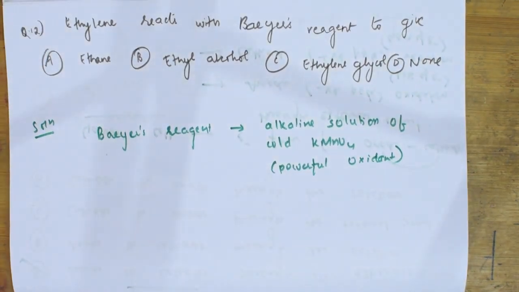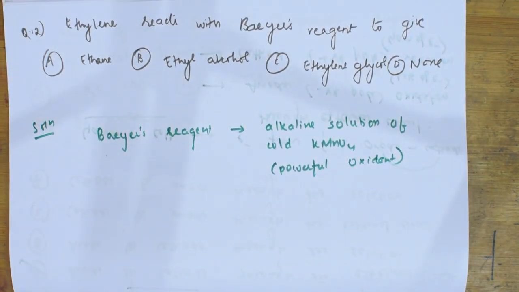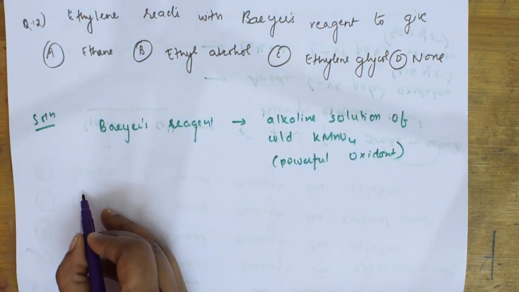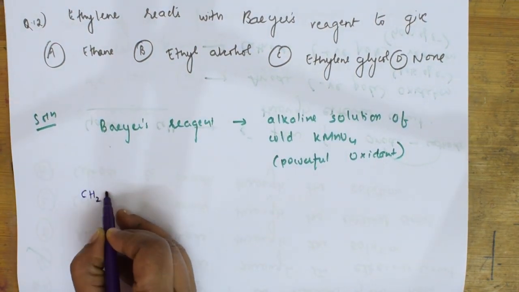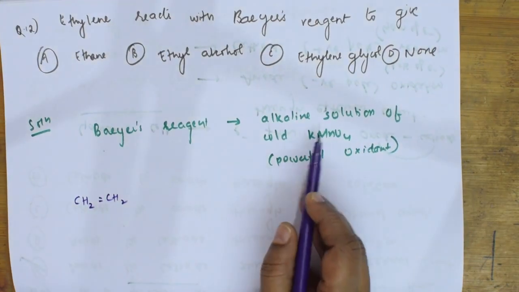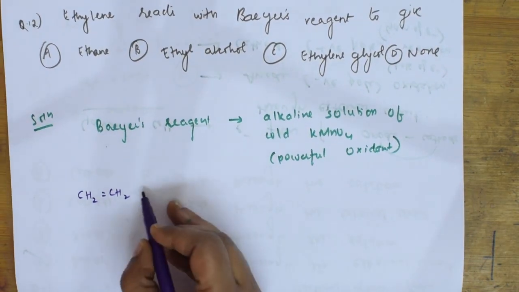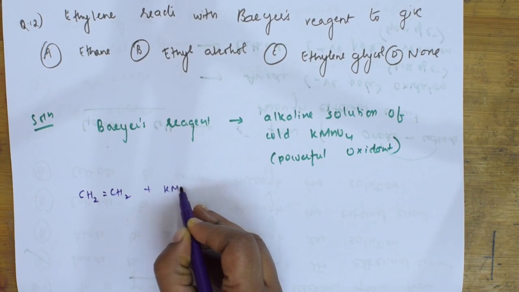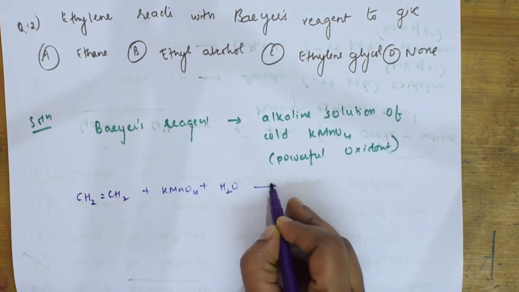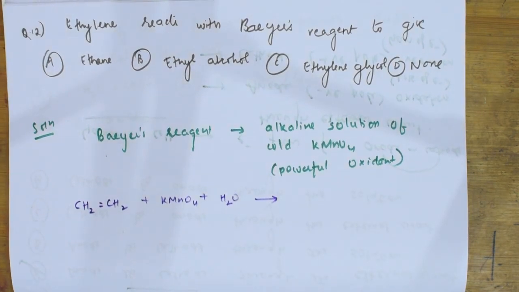Let me change my sketch pen, I believe. Let me take a different sketch pen, students. Right. So here, powerful oxidant. Let us write the reaction now. So basically, ethylene CH2=CH2 is reacting with what? Alkaline solution of KMnO4. So KMnO4 plus water. Alkaline solution is there, isn't it? So what do we get here?